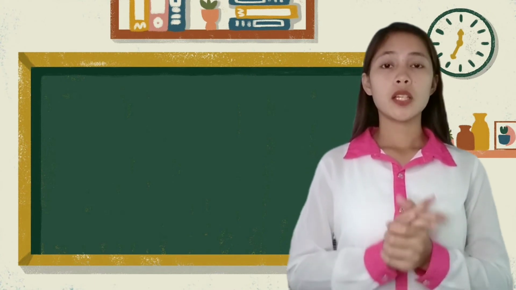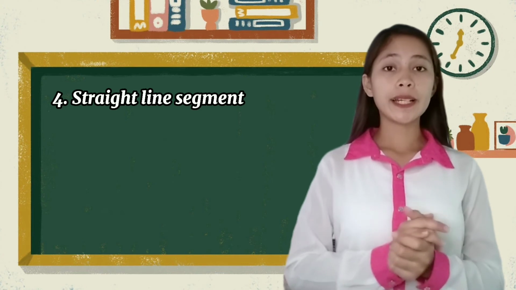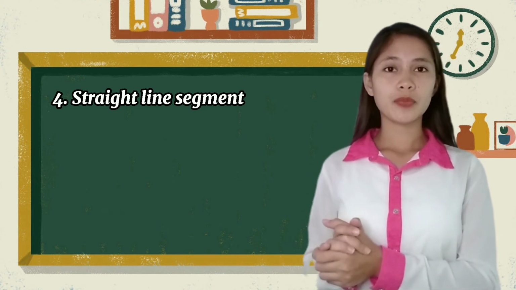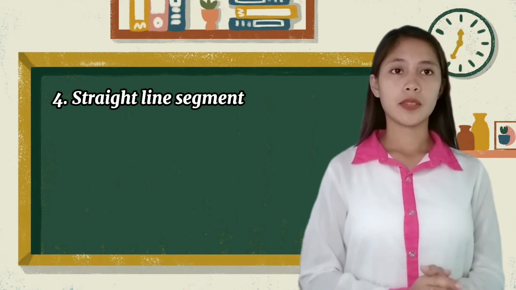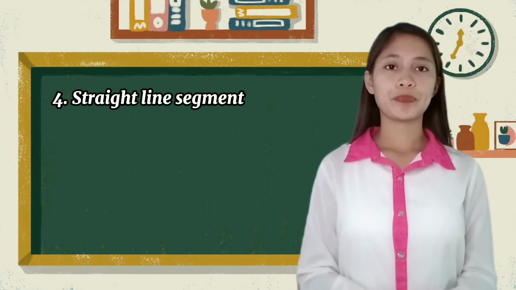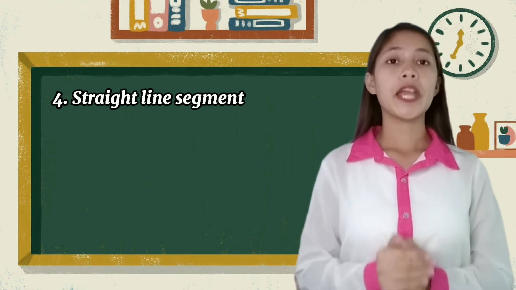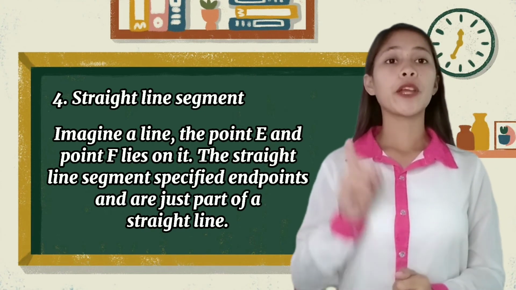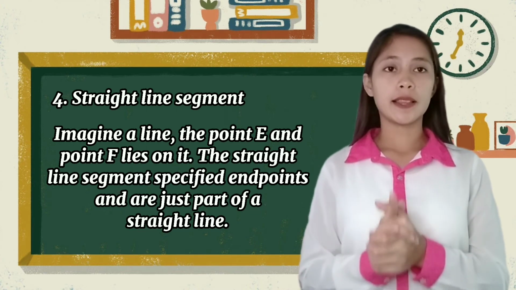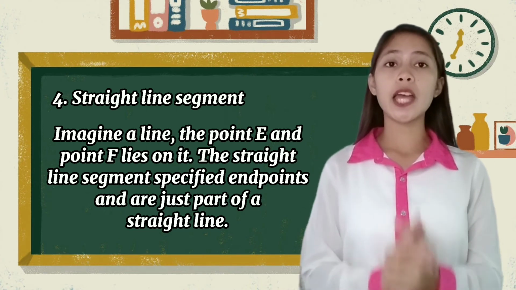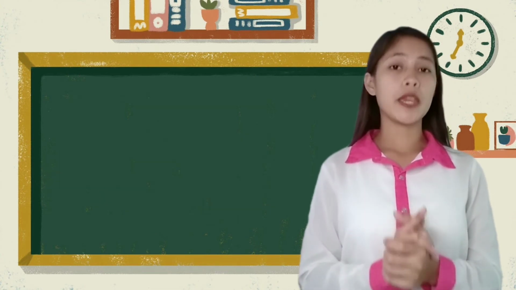The fourth geometric concept is straight line segment. John, kindly read. Thank you. Who can explain this concept? Thank you for your idea. The straight line segment has two endpoints. Imagine a line. The point E and point F lie on it. The straight line segment is specified by endpoints and is just part of a straight line. Am I making myself clear?